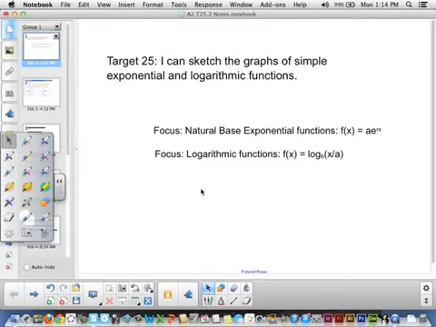Algebra 2, target 25. I can sketch the graphs of simple exponential and logarithmic functions. The focus today is on natural base exponential functions. That's f of x equals a times e to the rx. And logarithmic functions. F of x equals log base b of x divided by a.